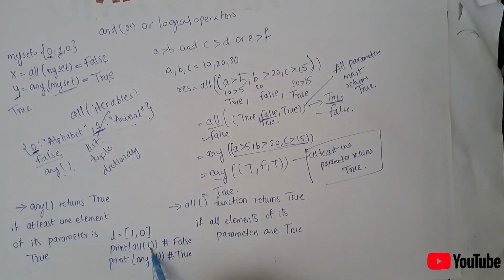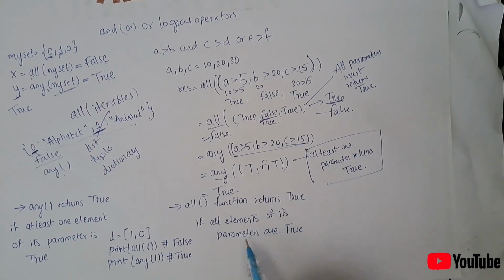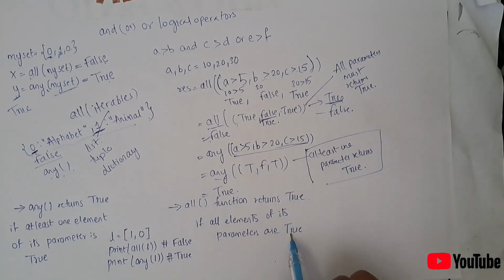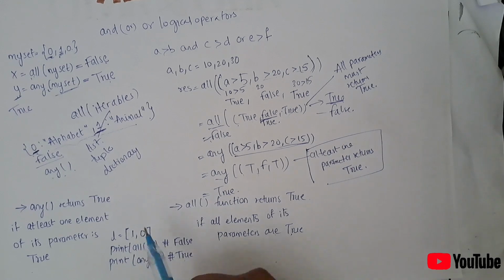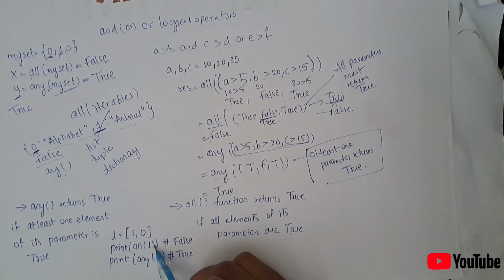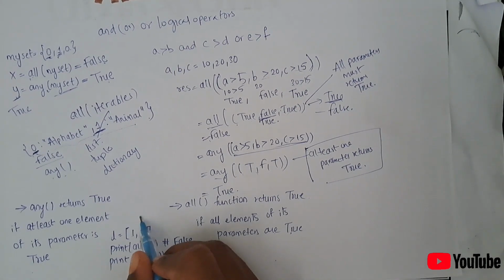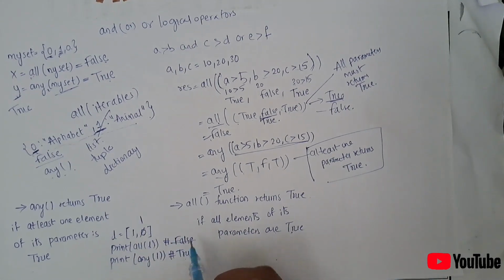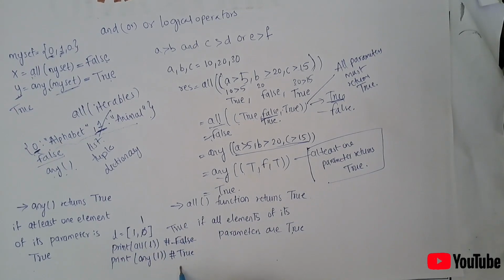Coming to the all function, it will return true if all elements of its parameter are true. Here all the elements are not true in this parameter, because 0 represents false. So the all function will return false. For example, if we have 1 here, then definitely it will return true, and the any function will also return true.